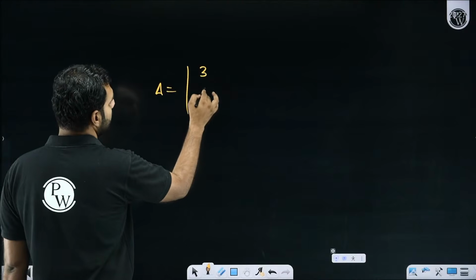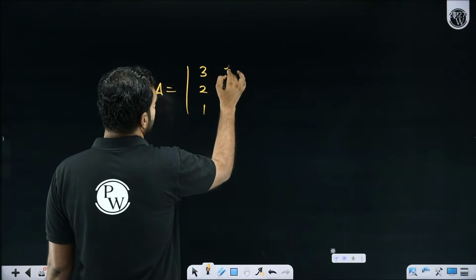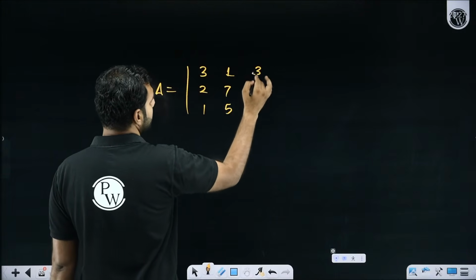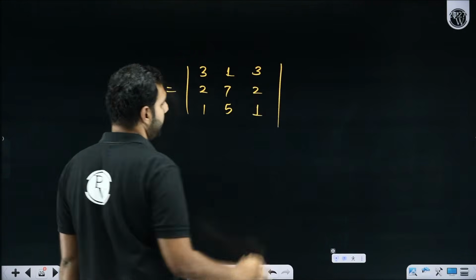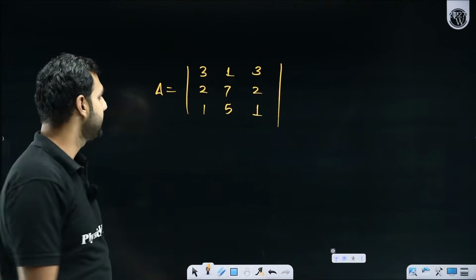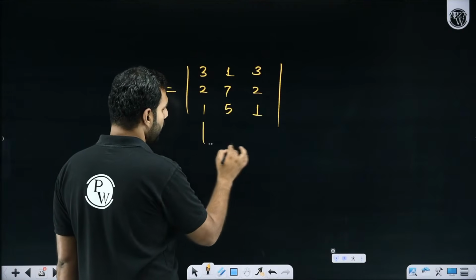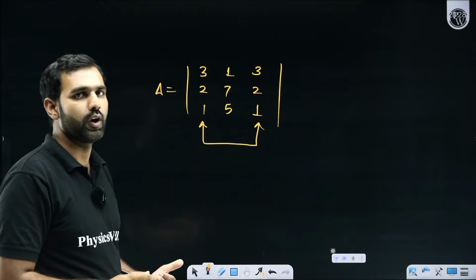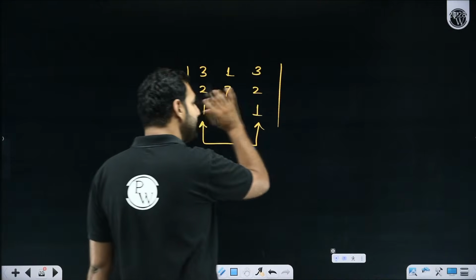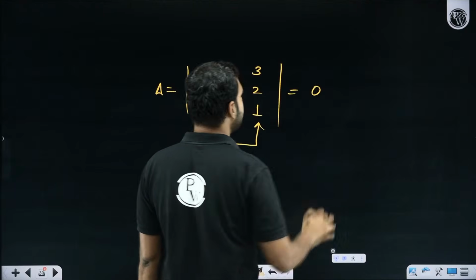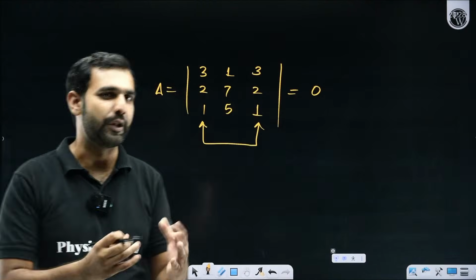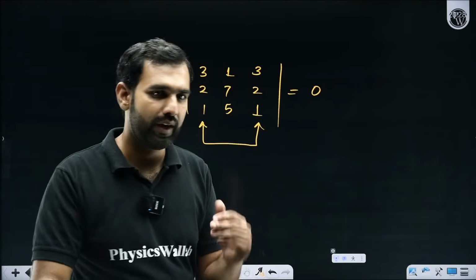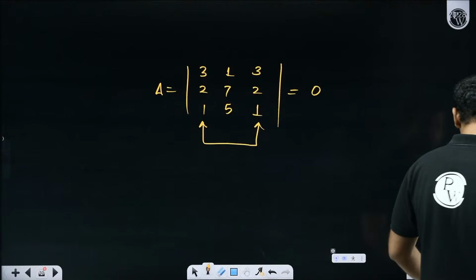Let's say it is 3, 2, 1, then it is 1, 7, 5, and this is again 3, 2, 1. So here, I hope you are noticing that column 1 and column 3 are clearly identical. And if any 2 rows or any 2 columns are the same, you can, without even evaluating, write the value of the determinant as 0. Everybody got this? Shall I move ahead from here? Then the next property comes into the picture.